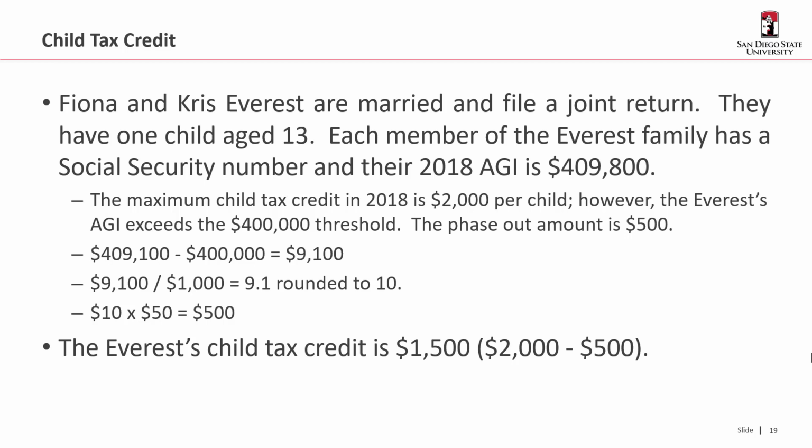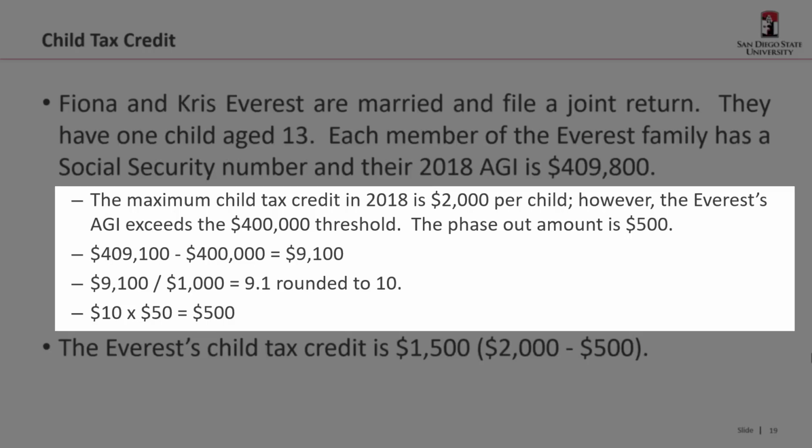They have one child, age 13, and each member of the Everest family has their Social Security number, and their 2018 AGI is $409,800. The maximum child credit is $2,000 per child. However, the Everest AGI exceeds the $400,000 threshold. So we need to calculate the phase-out amount.